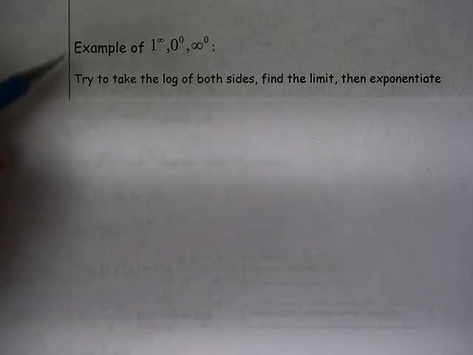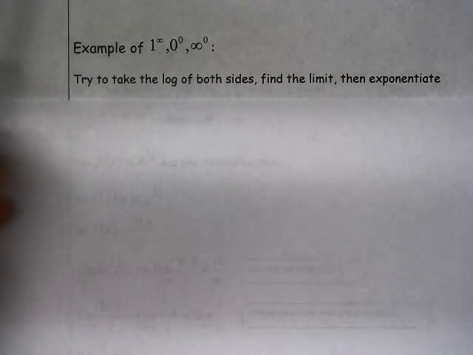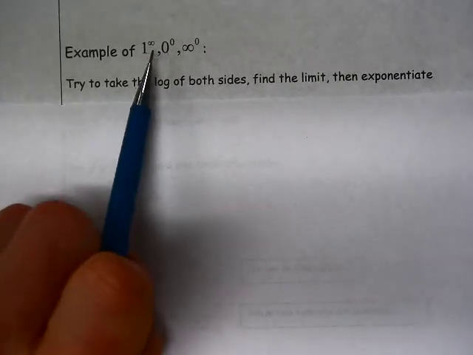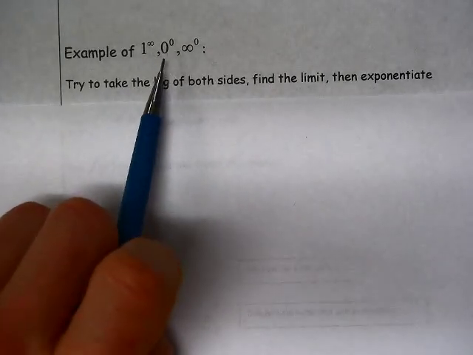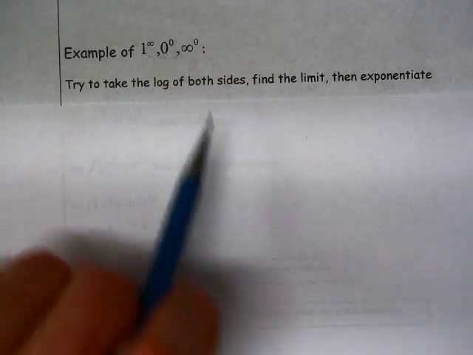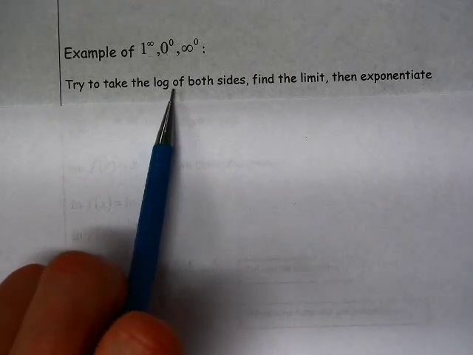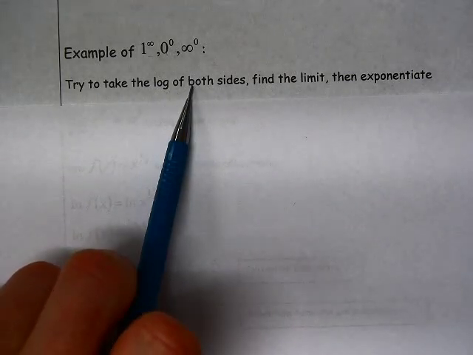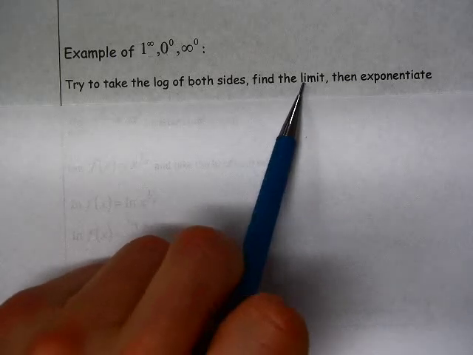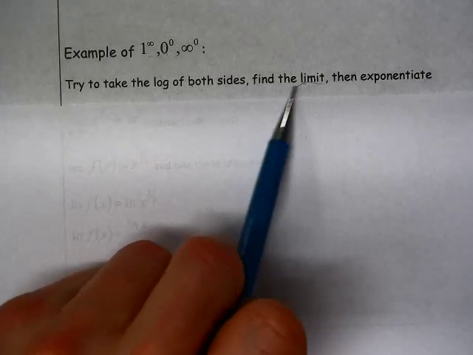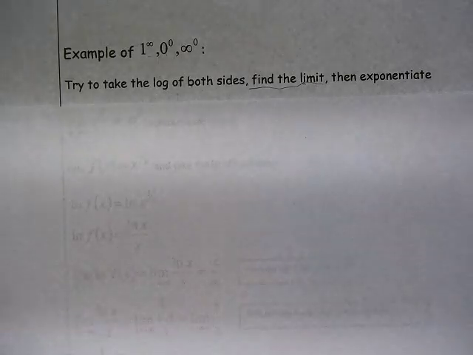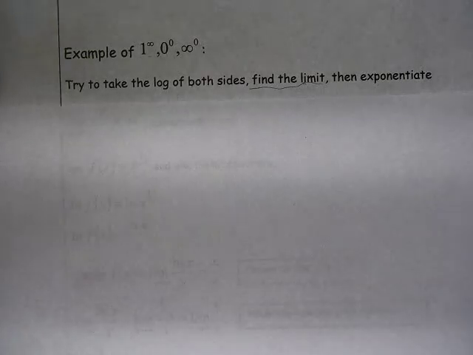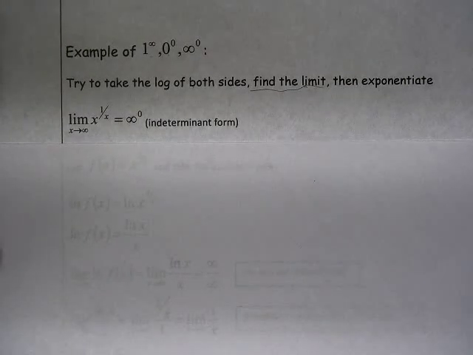All right, so you can see both of these, well, all three of these forms have an exponent in them. And so whenever we have this kind of indeterminate form, the way that we're going to approach this is we're going to take the log of both sides, we're going to find the limit, then we're going to use that limit and exponentiate to find the limit of the original function. All right, so let's go through that step by step. Let's look at an example.